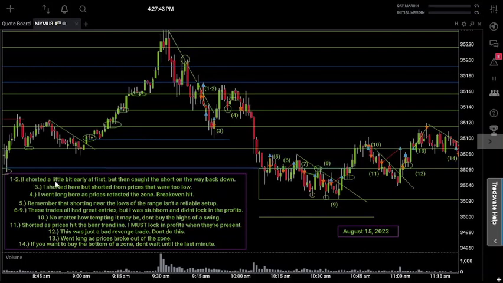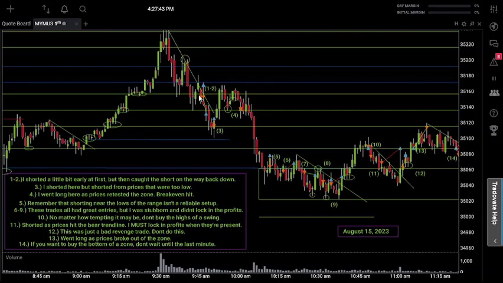I shorted a little bit too early at trade 1, but then I caught the short on the way back down. Sometimes when you're in a very strong downtrend, you've got to let the market run its course. If you're trying to short prices as they're on their way up, it doesn't mean that it can't work, but understand that you have a higher chance of momentum actually running through that level before the market starts to fall back down again.